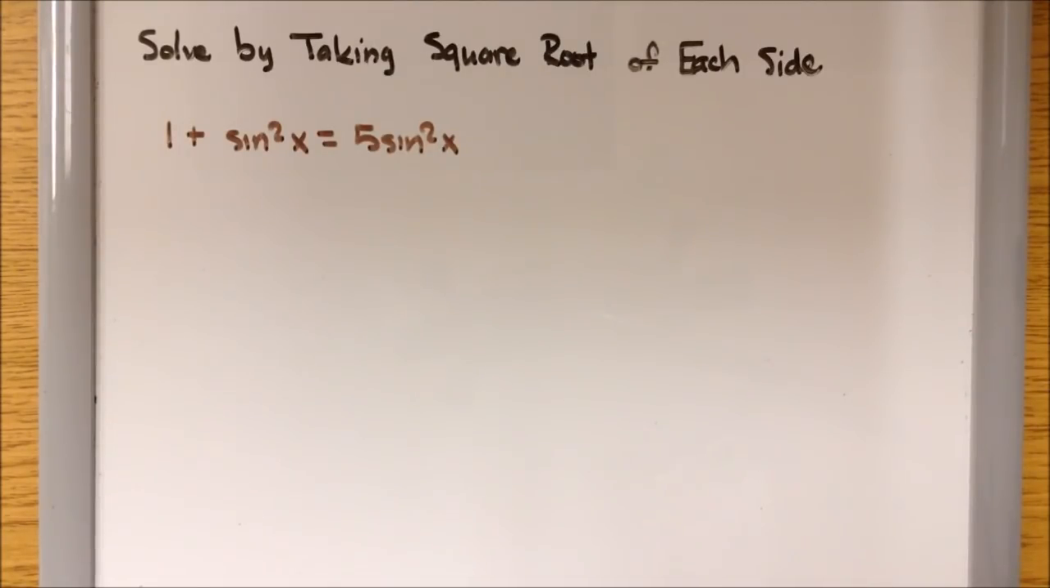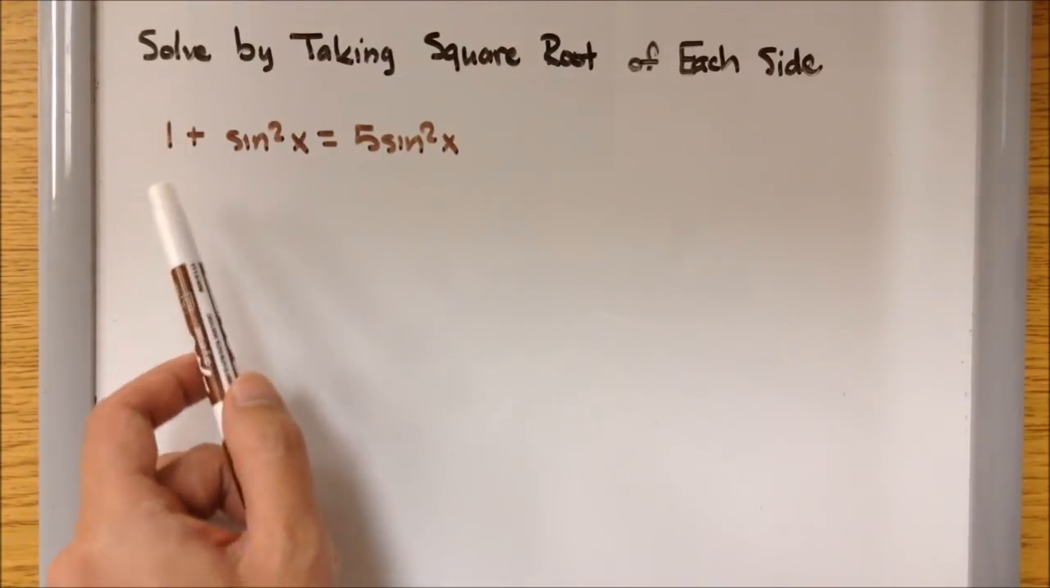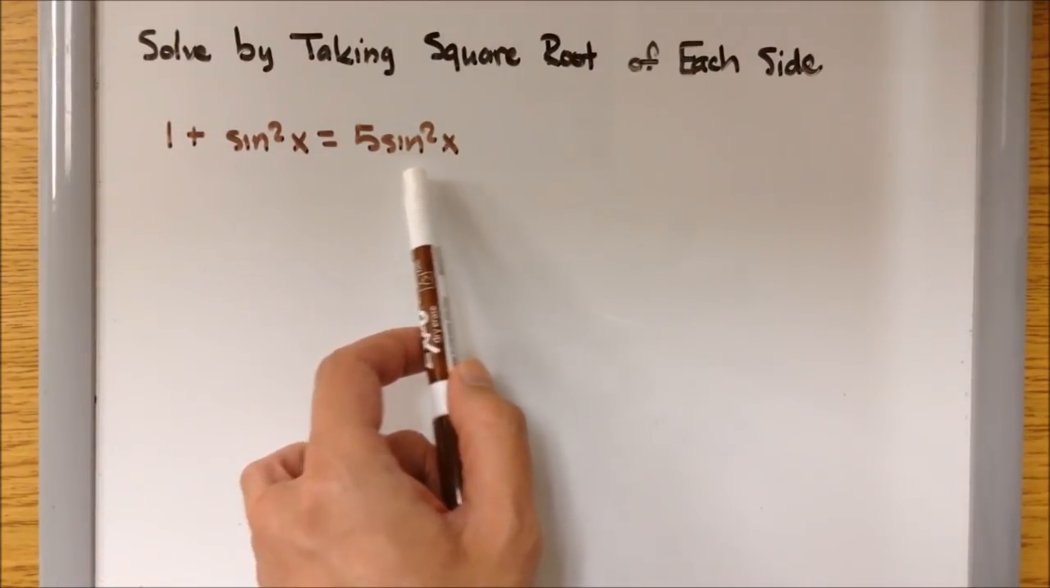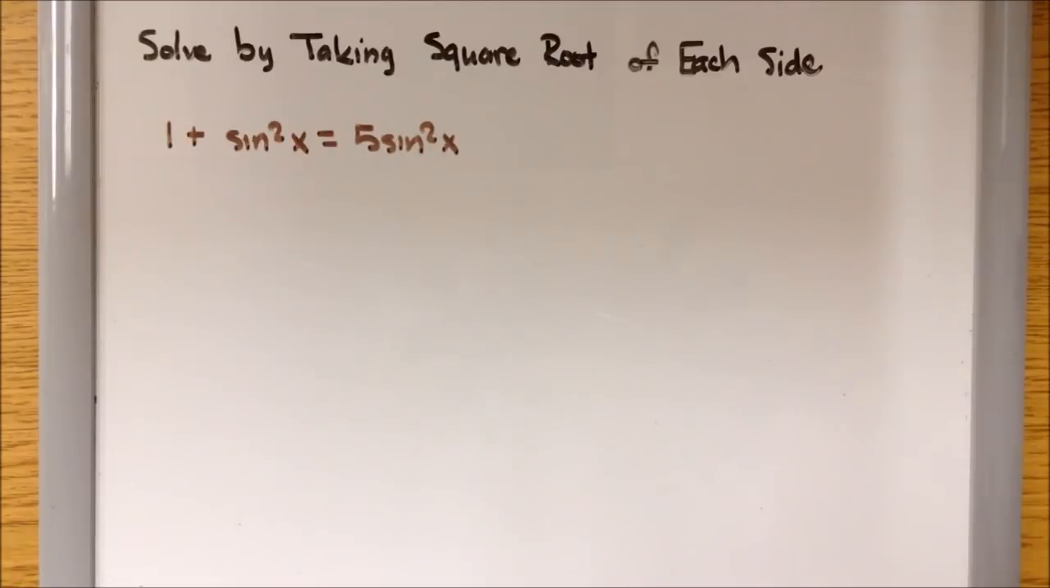You'll see in these three examples that we're going to cover, you will know when to square root and then in the other equation when to factor. So in this first example, we have 1 plus sine square of x equals 5 sine square of x. So what we're going to do is try to get all the trig function with the x by itself and then have all the numbers on the other side.